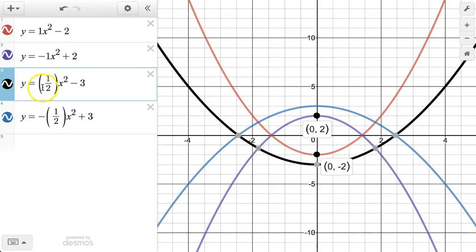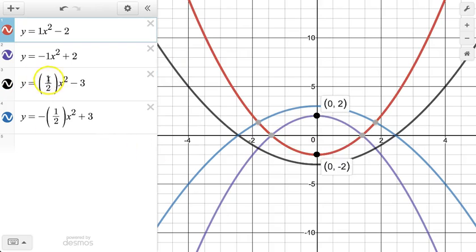Black line, 1/2. 1/2 is wider. I'm going to go ahead and click on the vertices, keep those things posted. There we go. So 1/2 positive, so it's going to go up, and it's smaller than 1, so it's going to be wider. That's why the black line's wider. But I moved it down 3.